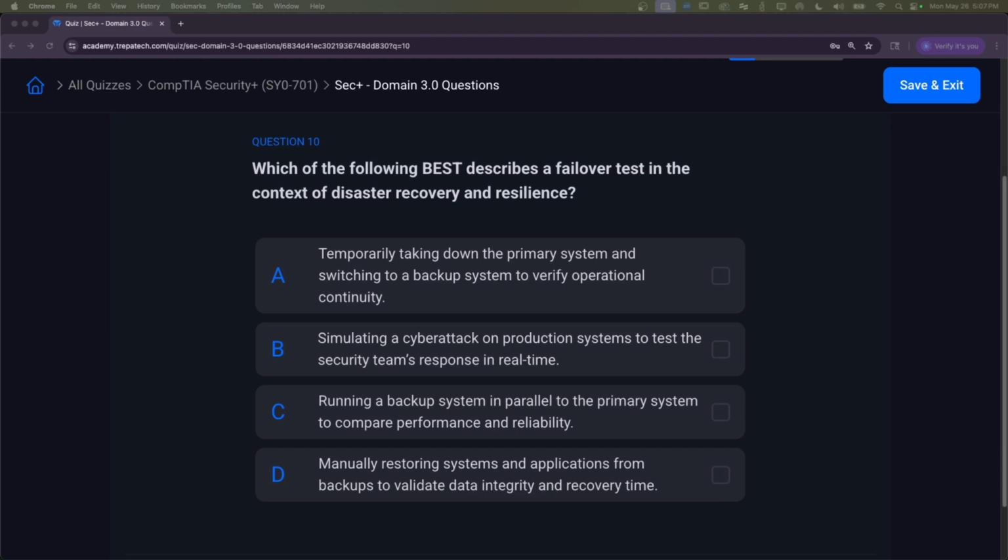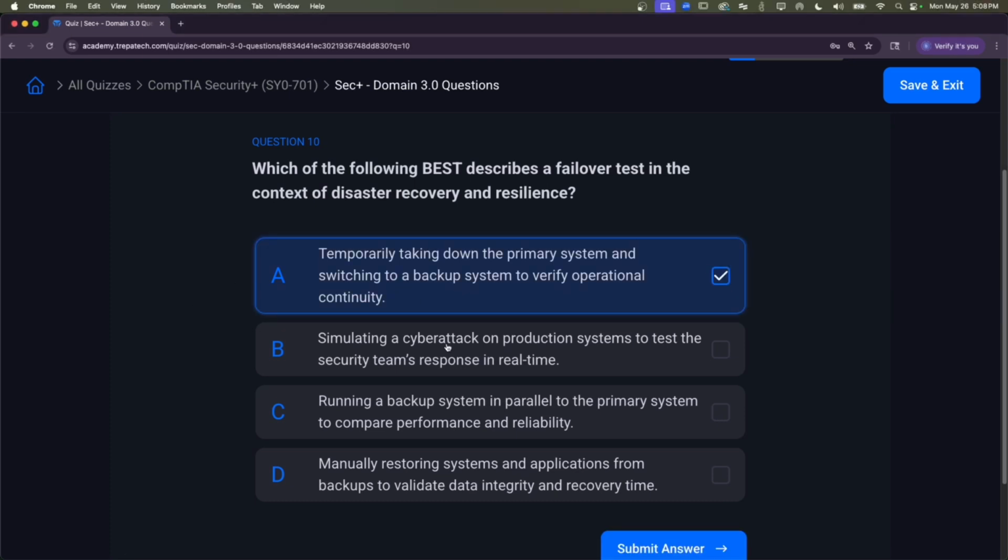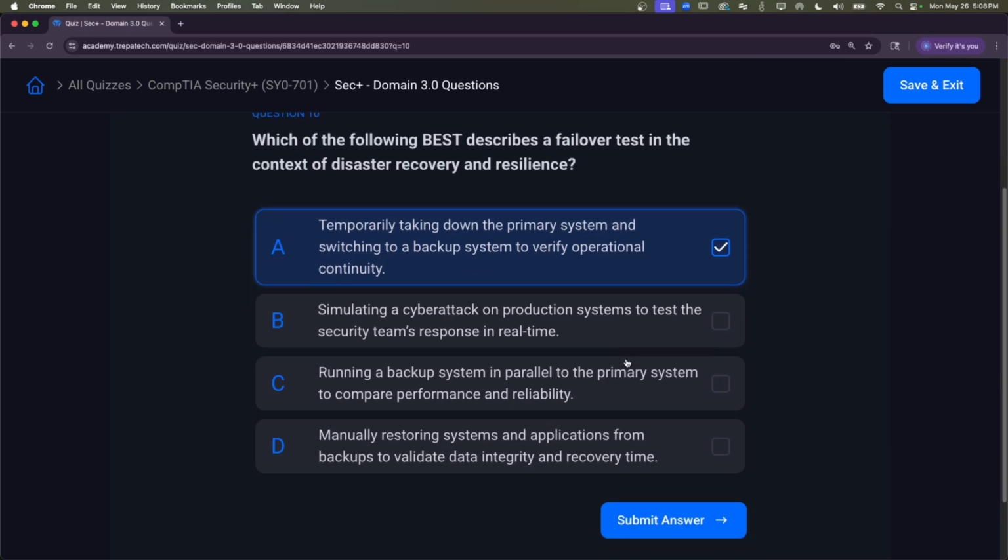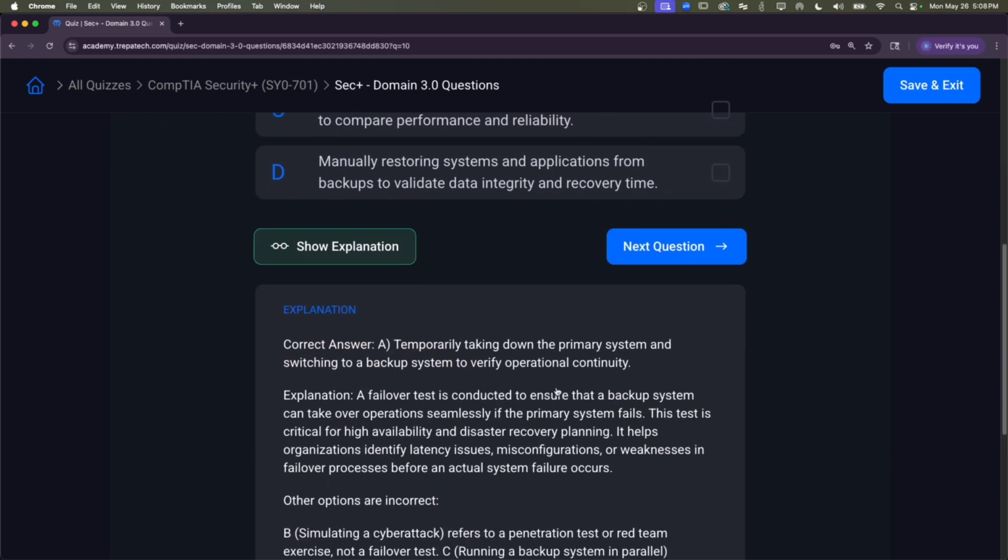Question 10. Which of the following best describes a failover test in the context of disaster recovery and resilience? So a failover test is actually going to be taking something down, right? There's a system, whatever it is, in production, and we're going to see if our backup system can actually take over. So we're going to go with A here. Temporarily taking down the primary system and switching to a backup system to verify operational continuity.